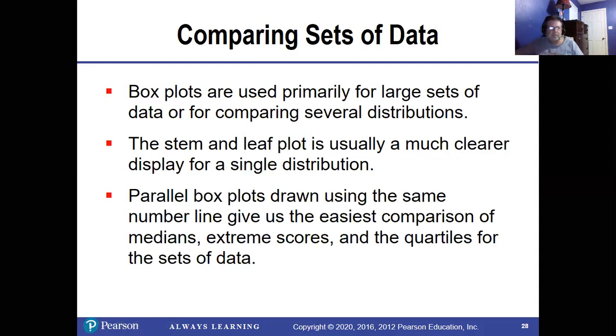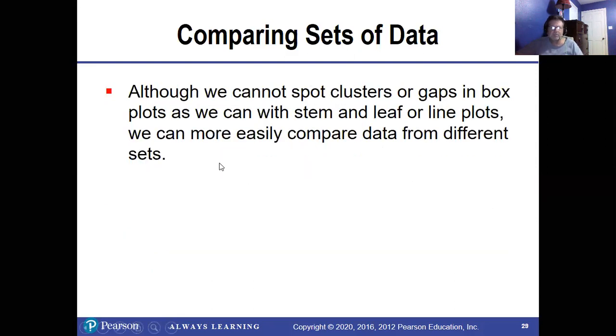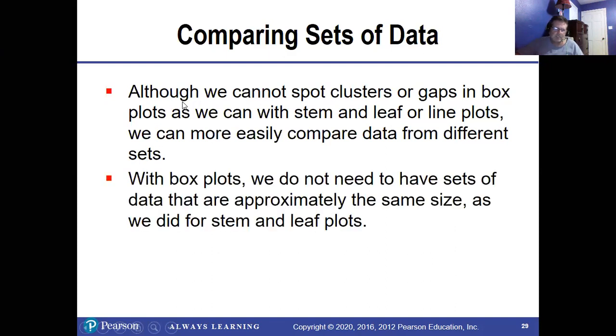Okay, parallel box plots drawn using the same number line give us an easier comparison of medians, extremes, and quartiles. So you can have one box plot on top of another one, and you can use it for comparisons. Although we cannot spot clusters or gaps in box plots, because you only have those 5 numbers. If you had more numbers, you could find gaps, but a box plot is not used for finding clusters.